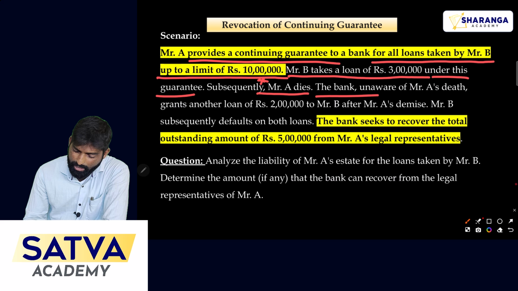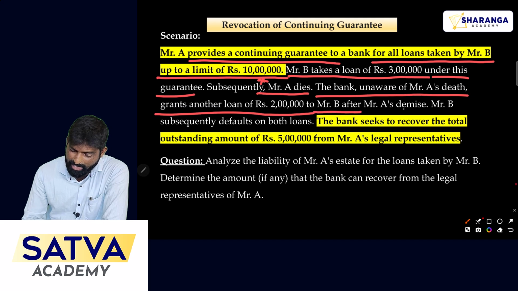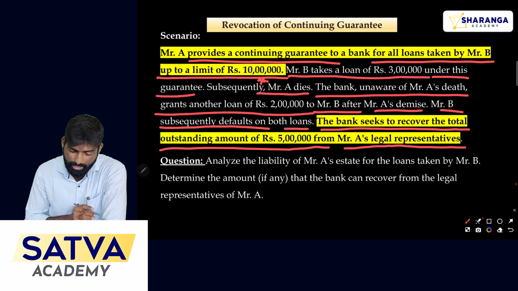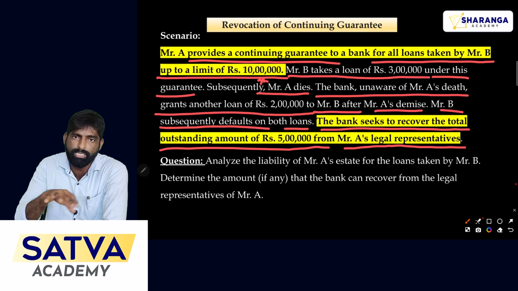Now the bank, unaware of Mr. A's death, grants another loan of 2 lakh rupees to Mr. B. So after Mr. A's demise, Mr. B subsequently defaults on both loans. The bank seeks to recover the total outstanding amount of 5 lakh rupees from Mr. A's legal representatives. So these are the facts of the case.